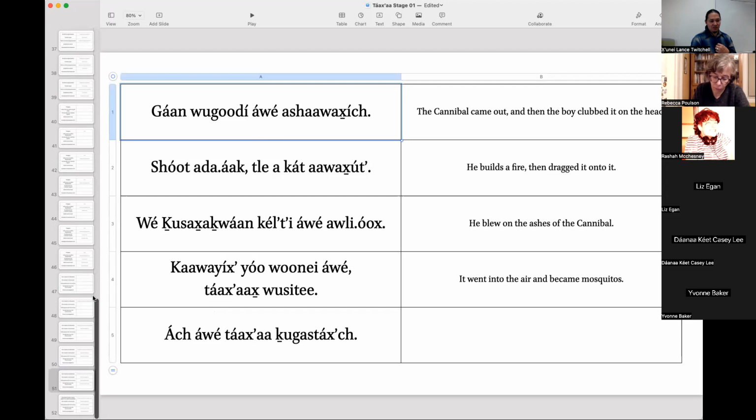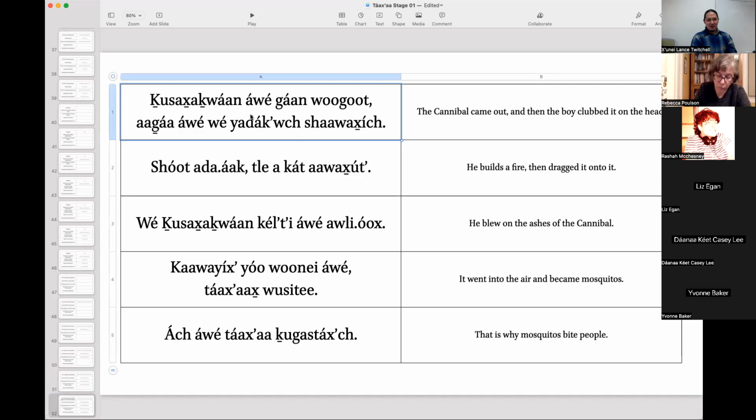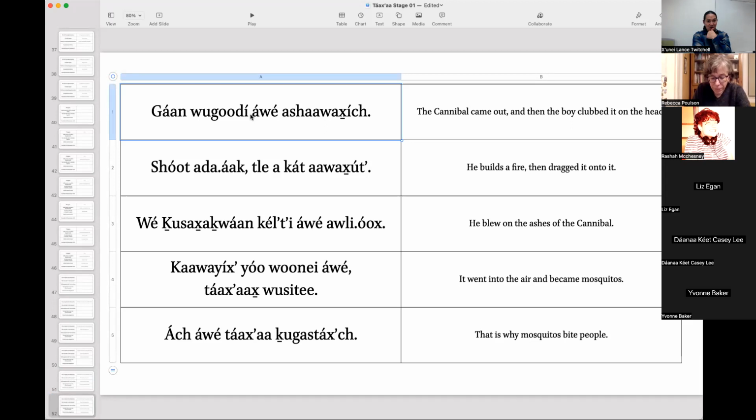Achoy talk a kokos touch. Because of that, mosquitoes. They're always biting. This is why mosquitoes always bite people. Okay, so that is a 20-sentence story. So I think the next one goes to 30. And then I think we do the full version after that.